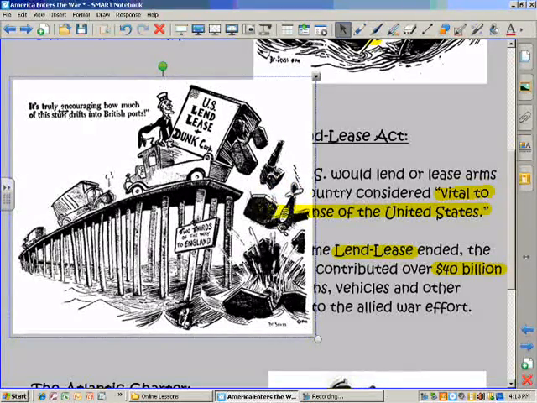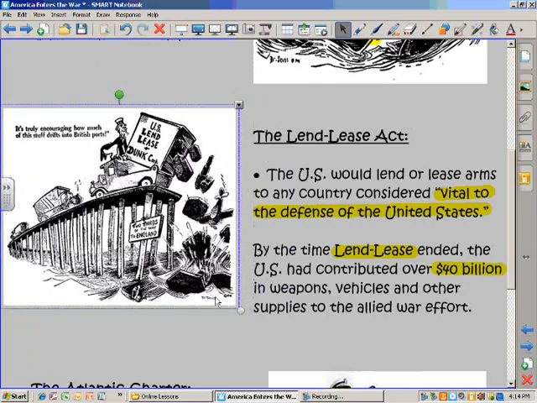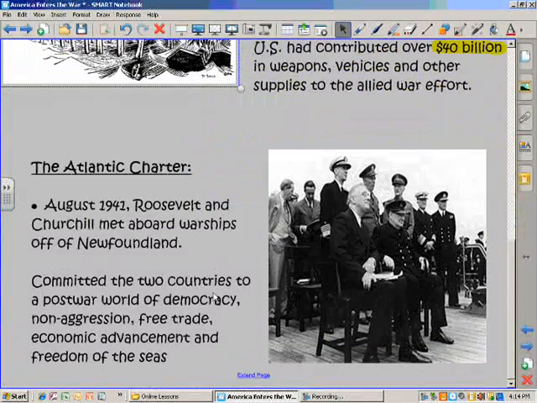Looking at it, it says it's truly encouraging how much of this stuff drifts into British ports. And here you've got the U.S. Lend-Lease Dunk Corporation, so they're dunking it into Great Britain's ports, and it says two-thirds of the way to England. You've got a plane looking to pick that up. So again, the U.S. is helping out our allies. We aren't entirely neutral.